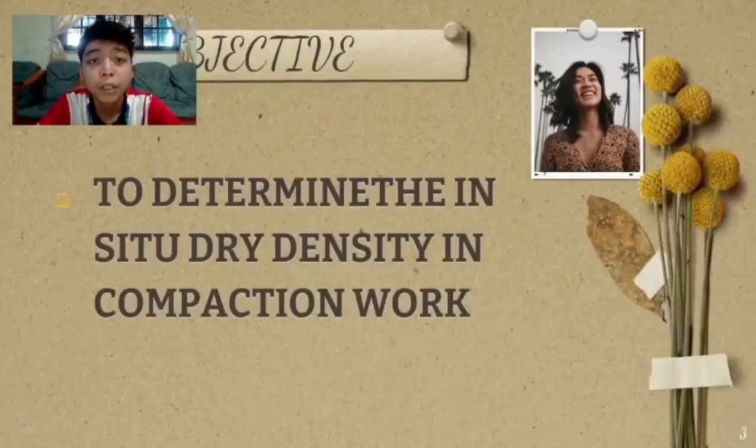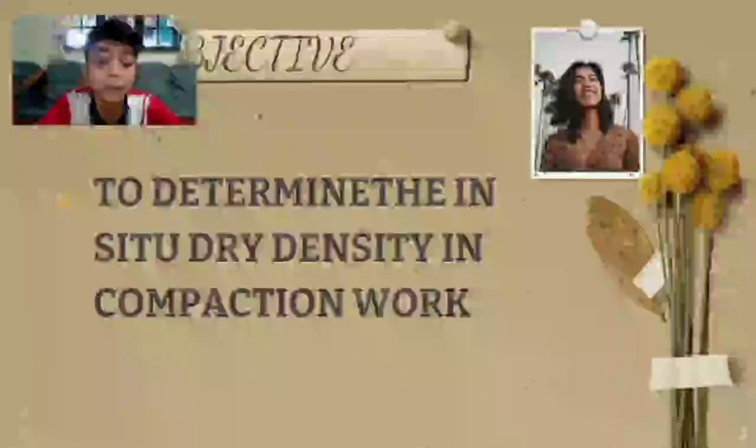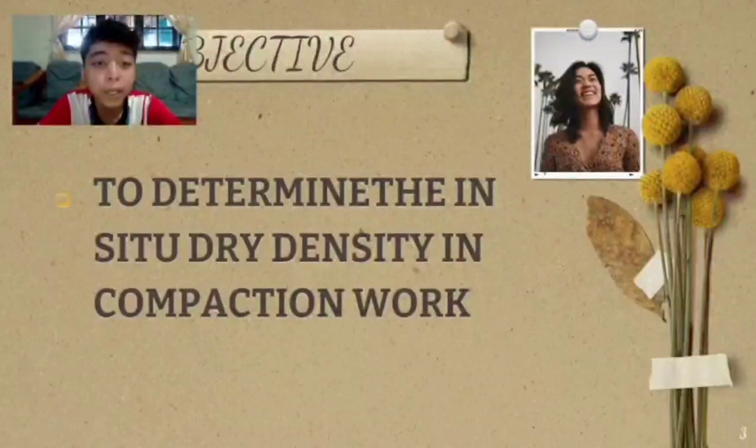So now I'm going to explain about the objective of the sand replacement experiment. The objective is to determine the in situ dry density in compaction work. The sand replacement method is used to determine in place density. The method uses a sand pouring cylinder, cylindrical calibrating container, tray with a central circular hole and a chisel.